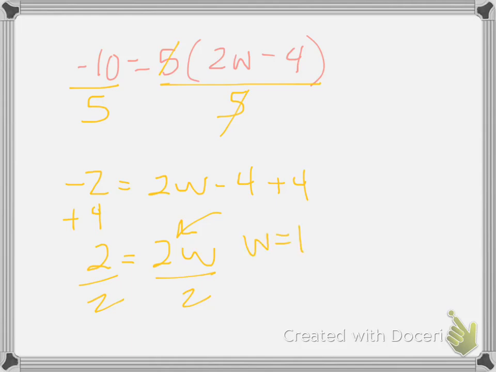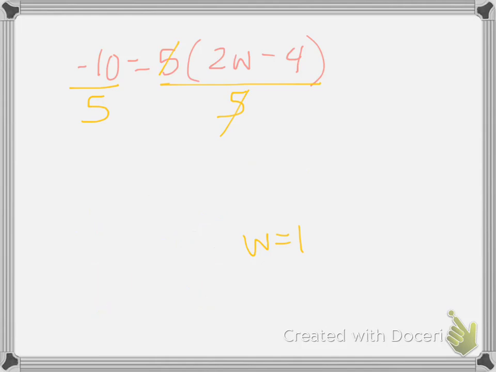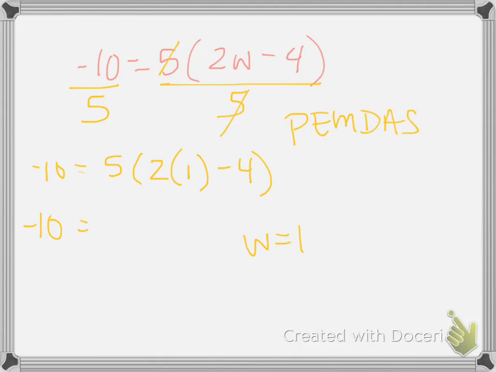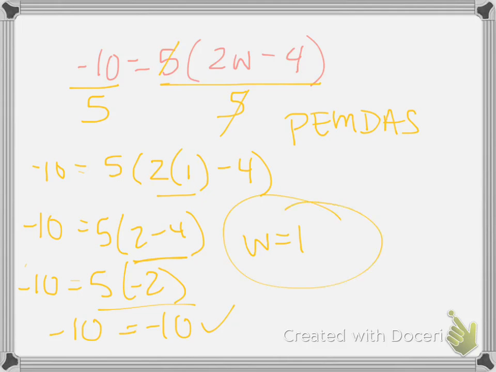Okay, let's go ahead and plug it back in and check it. So I got negative 10 equals 5 times 2 times 1, because we're replacing that 1 for W, in for negative 4. We have to use PEMDAS to do this. I'm always going to do inside my parentheses first, but I can only multiply in here first, so let's do that. So 2 times 1 is 2. I still have parentheses, so I got to still do what's inside my parentheses. So 2 minus 4 is negative 2. And then all I've left is multiplying. So negative 10 equals 5 times negative 2 is negative 10. So W equals 1 is my answer.